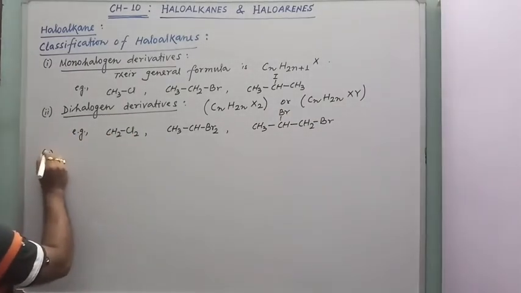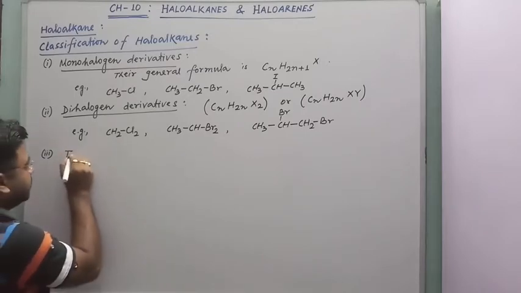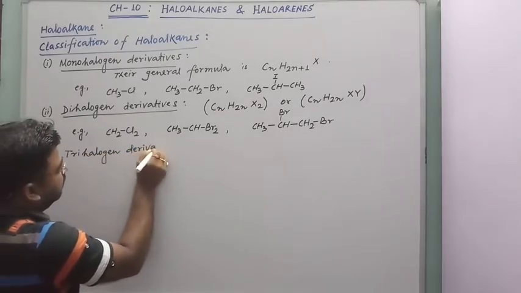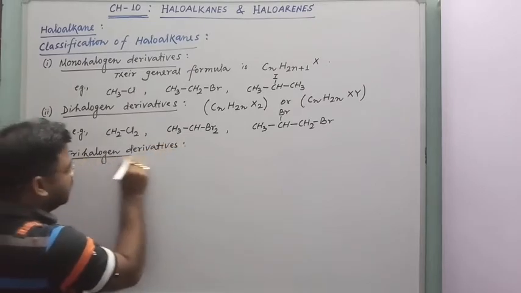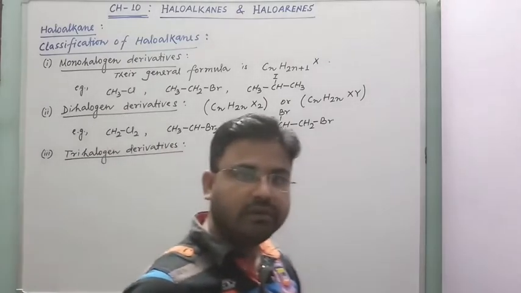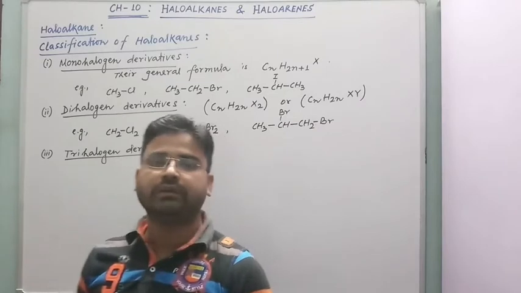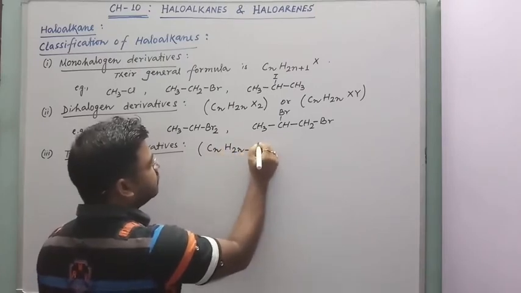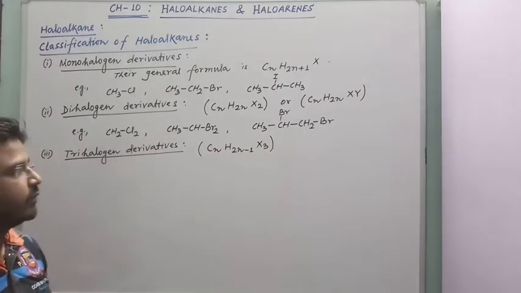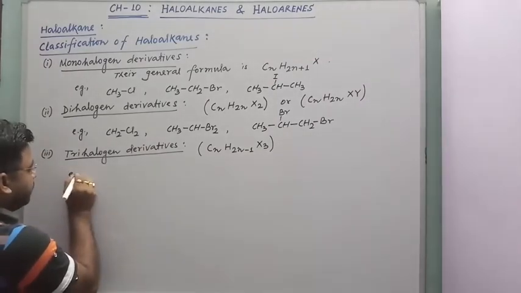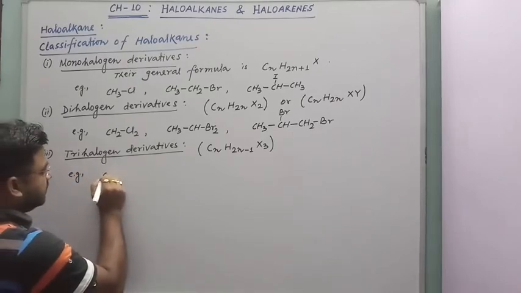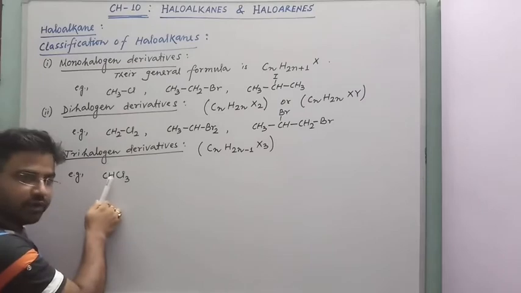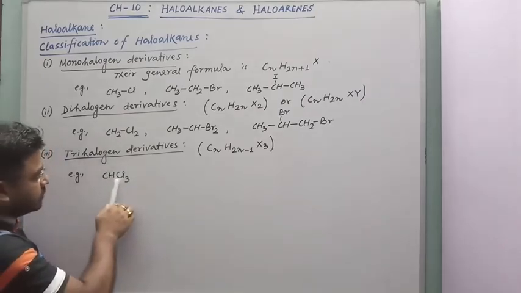Third type, trihalogen derivatives. So what are trihalogen derivatives? These are compounds obtained by replacing 3 hydrogen atoms of a hydrocarbon by 3 halogen atoms, and their general formula is CnH2n-1X3. Example of trihalogen compound, CHCl3, the methane CH4, from H4, 3 hydrogens are replaced by 3 chlorine atoms, so CHCl3.